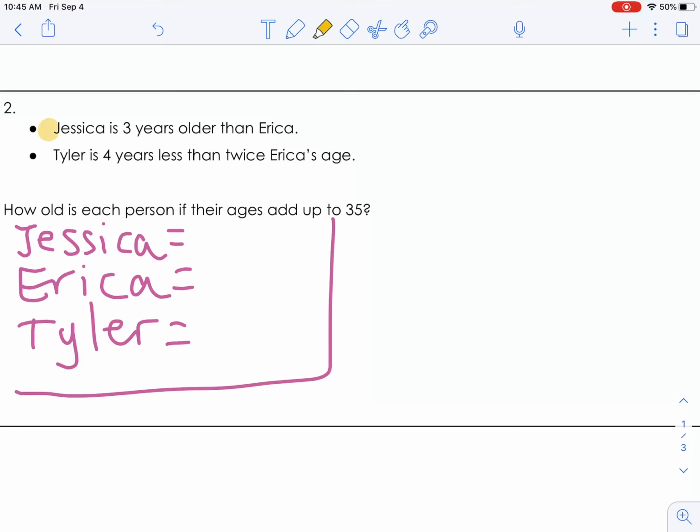All right, Jessica is 3 years older than Erica. So down here I'm going to write 3 years older than, so that'll be plus, Erica. We can use the E this time instead of an X or a K. But we have that than word, so we're going to turn this phrase around. Instead of writing 3 plus E, I'm going to write E plus 3, which means Erica is represented by E.